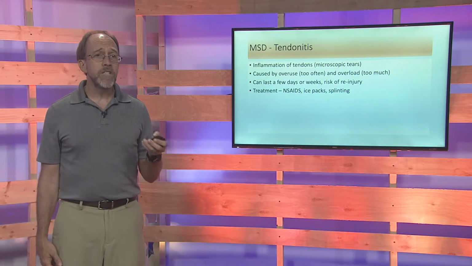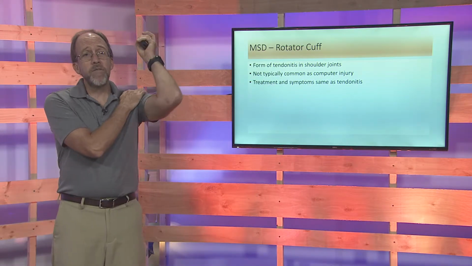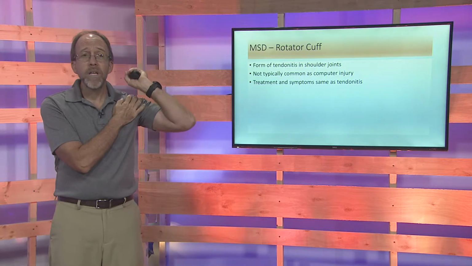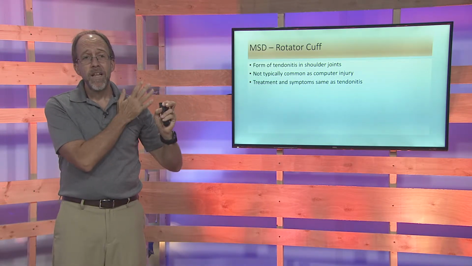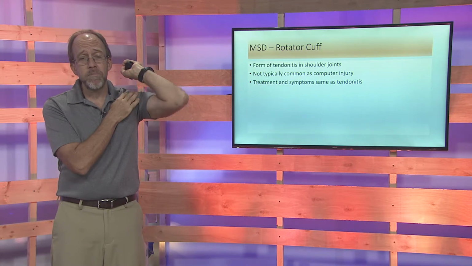There are a number of different types of tendinitis, like rotator cuff injuries. These are areas of your body where you're really prone to getting tendinitis. This is in your shoulder, in the rotation part of your shoulder where the bone comes in.